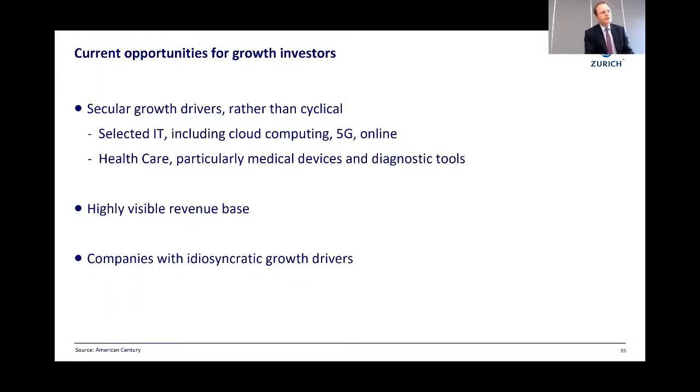So the philosophy for American Century is not the level of growth, it's the direction of growth which is most important in terms of driving returns. And even in an environment where headline growth is pretty thin at maybe 3% this year, there are still companies that are growing earnings substantially faster than that. You just have to go and find them.